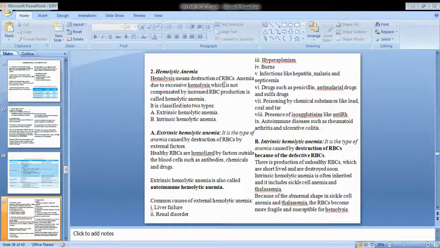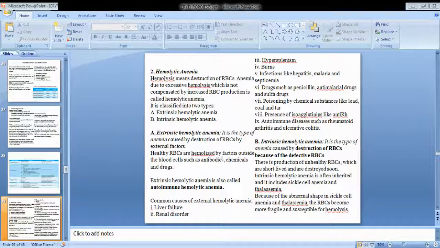Next is the hemolytic anemia. Hemolytic means destruction of RBC. So here, because of the destruction, RBC production gets affected. So it is classified into, as I told you, extrinsic hemolytic anemia and intrinsic hemolytic anemia. Extrinsic hemolytic anemia is caused by destruction of RBC by external factors. So what are the external factors?